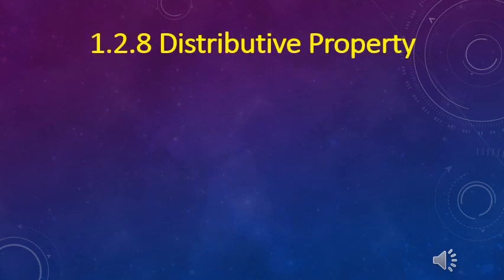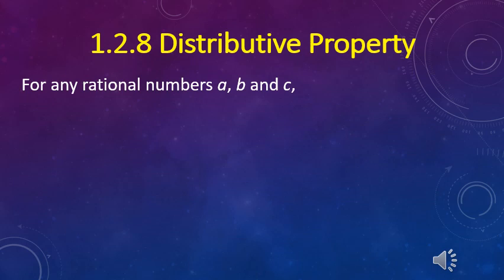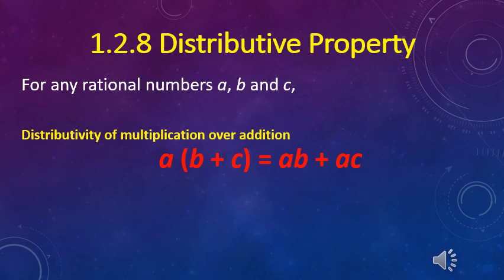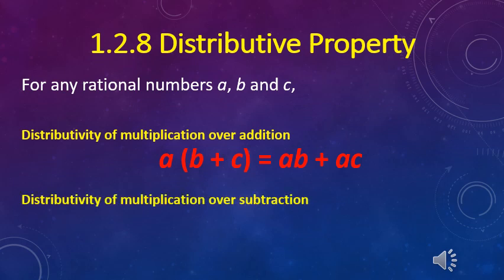Distributive property. For any rational numbers a, b and c, the following formula is distributivity of multiplication over addition and distributivity of multiplication over subtraction. To understand these formulae, let us go to the next slide.